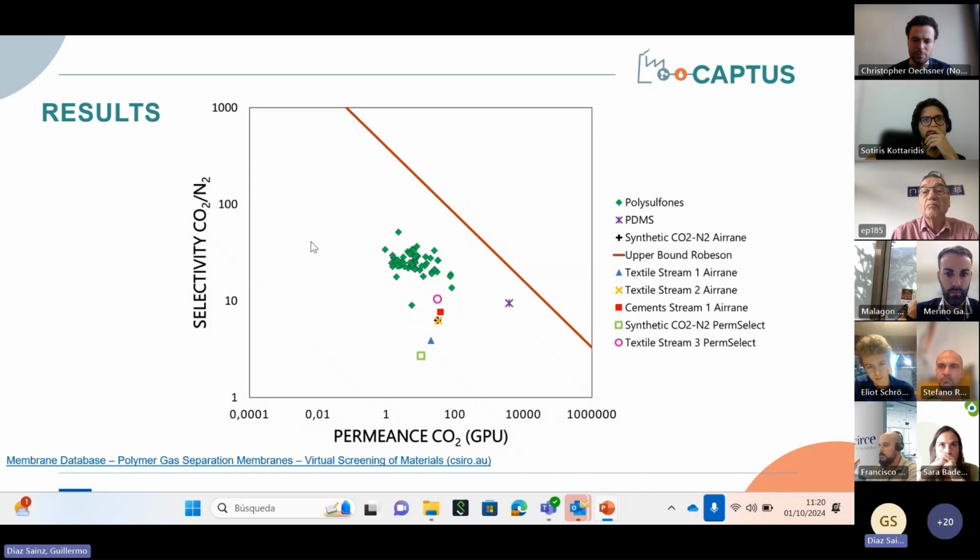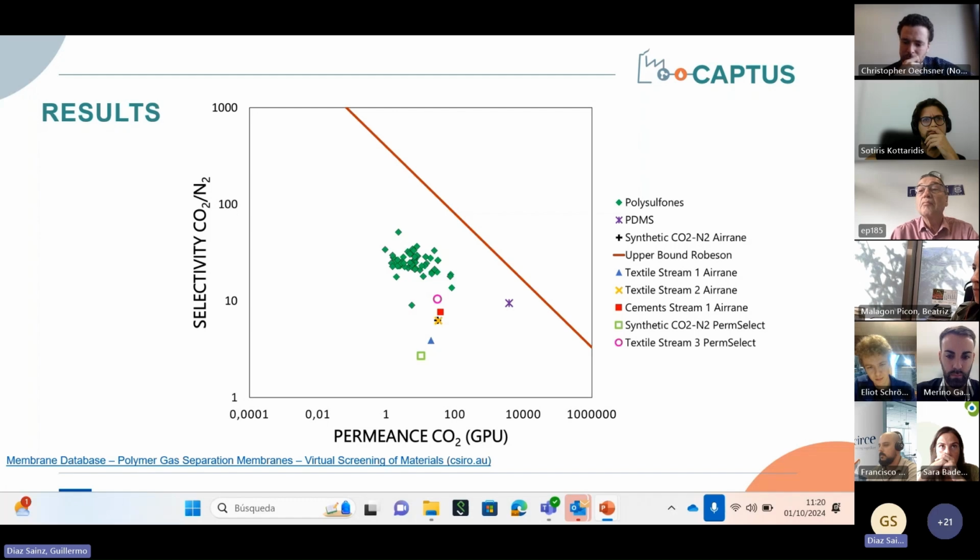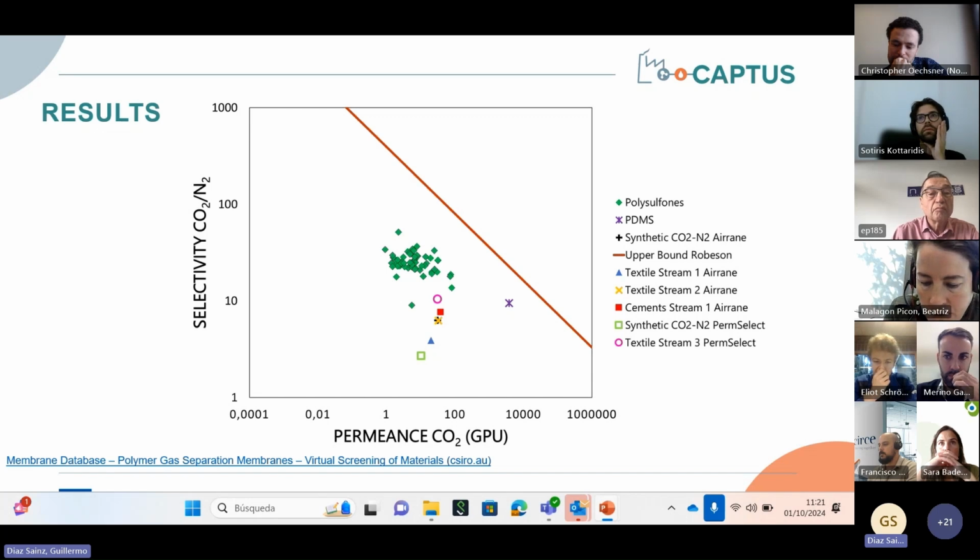But in this Robeson plot, which is the most typical figure that we can see for membranes, we plotted, in this case, the selectivity of the CO2 and nitrogen and the permeance of the CO2. We compare here the results that we obtained from this application with other polysulfone membranes plotted in green, also with the PDMS membranes, and comparing with the Robeson upper bound, we can see that for this application there is a trade-off between the selectivity of the CO2 and nitrogen and the permeance of the CO2.